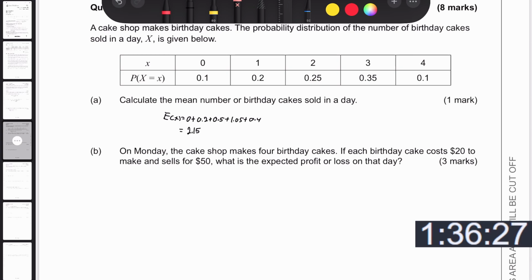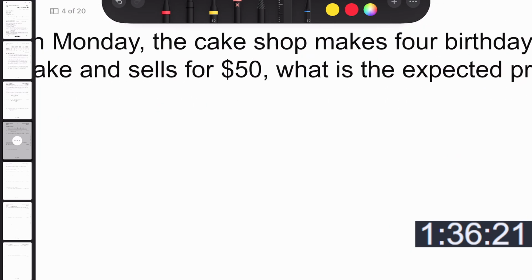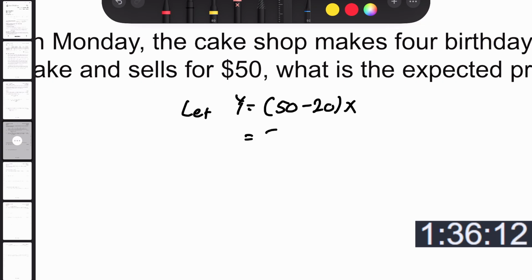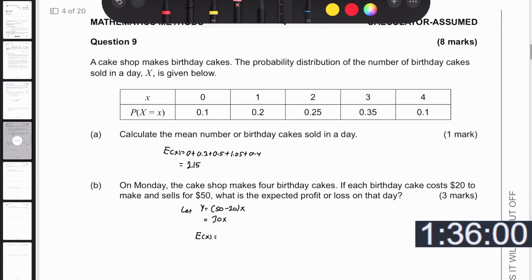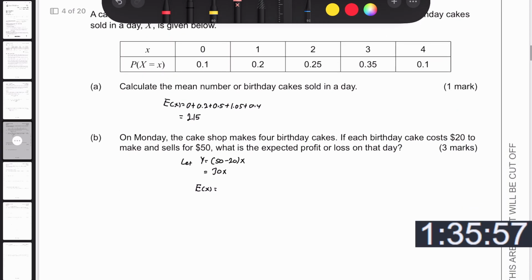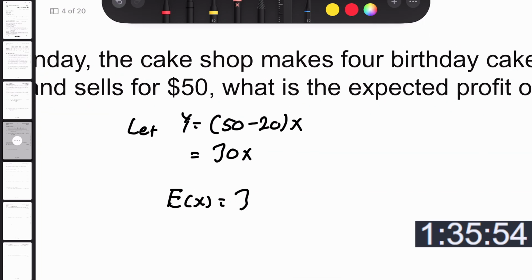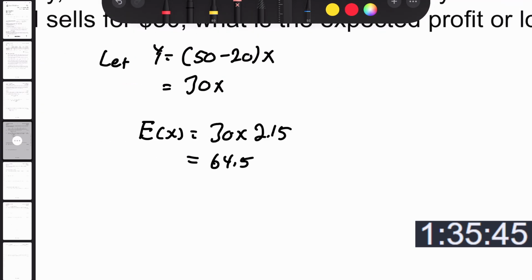Each birthday cake costs $20 and sells for $50. Then it's just y, 50 minus 20 of x, which is going to be 30x. So then the expected value of x is equal to the mean number of birthday cakes sold in a day. E of x is just going to be 30 times 2.15. So $64.5.